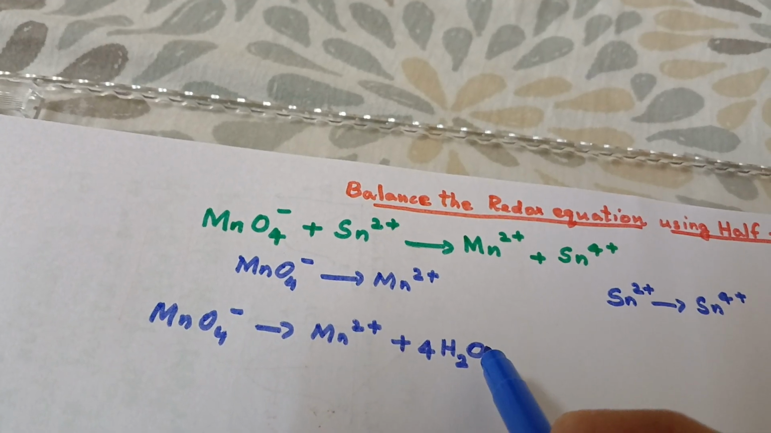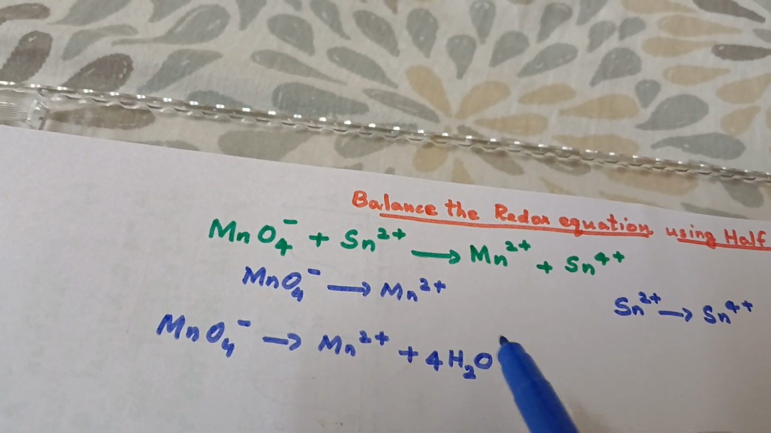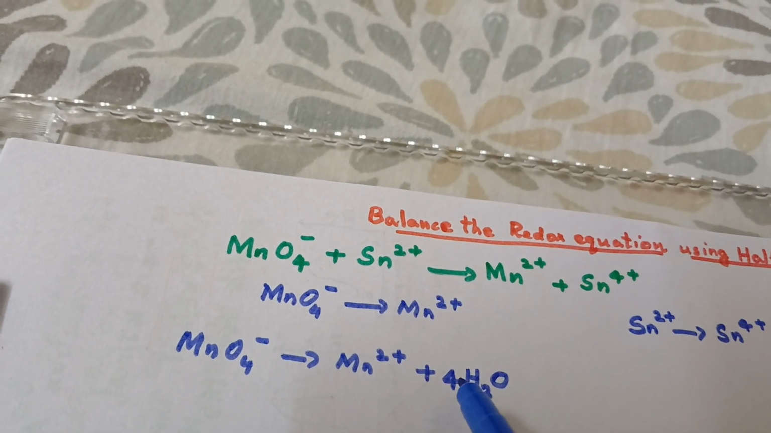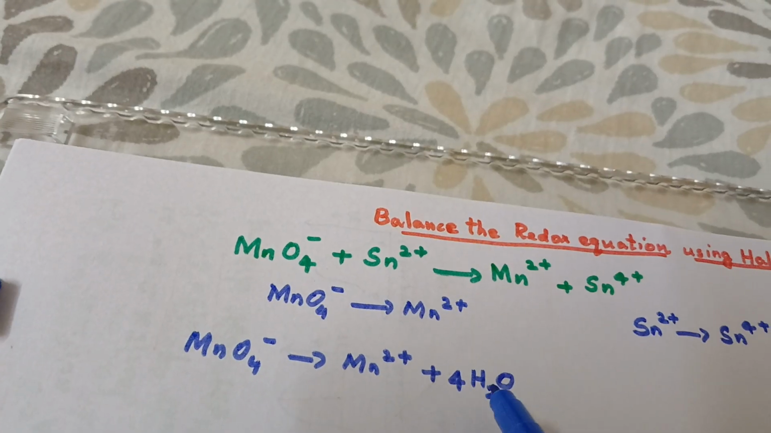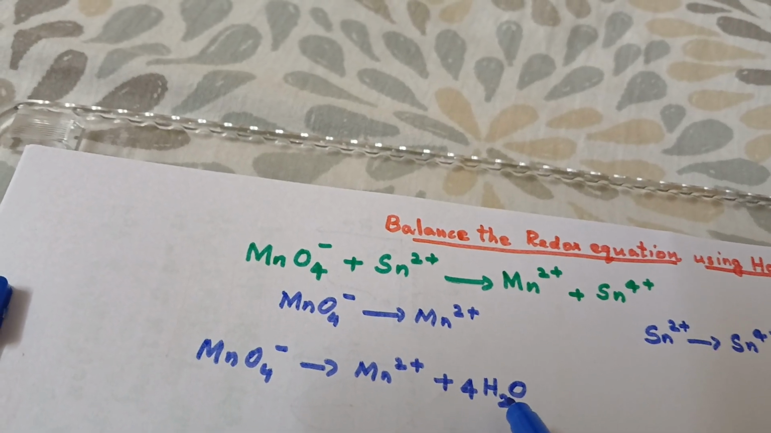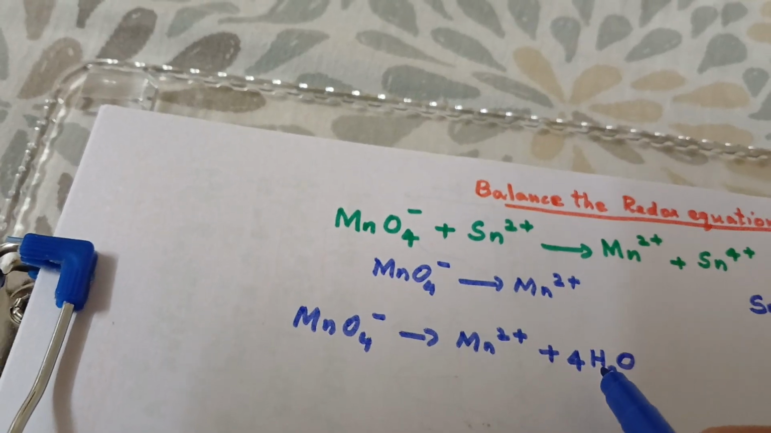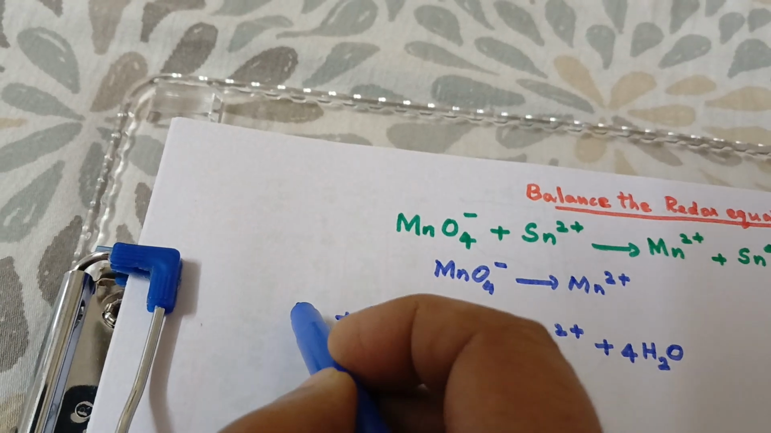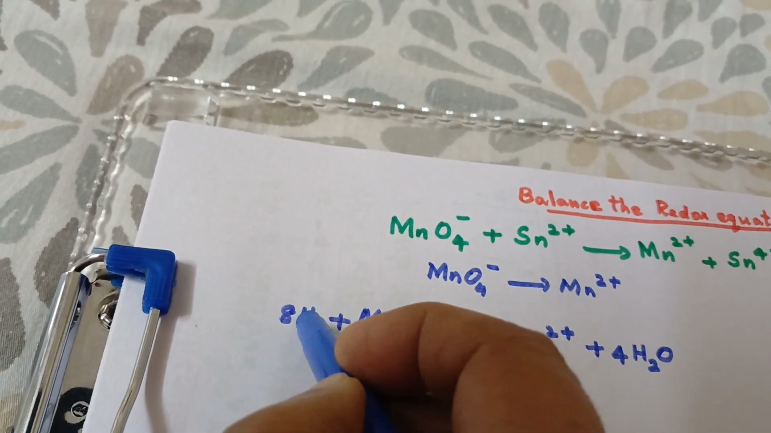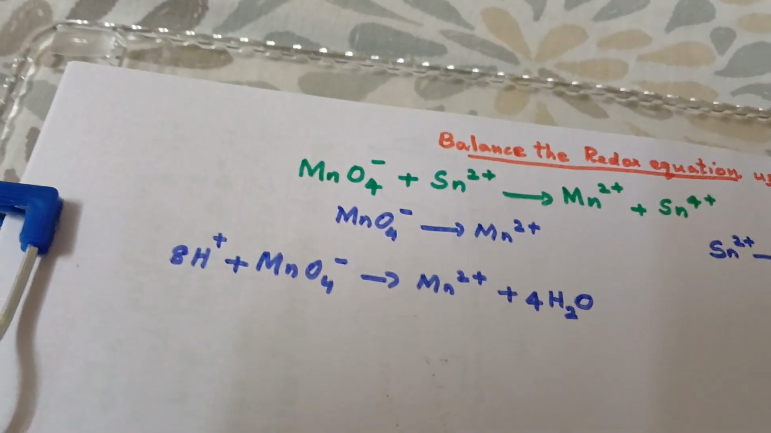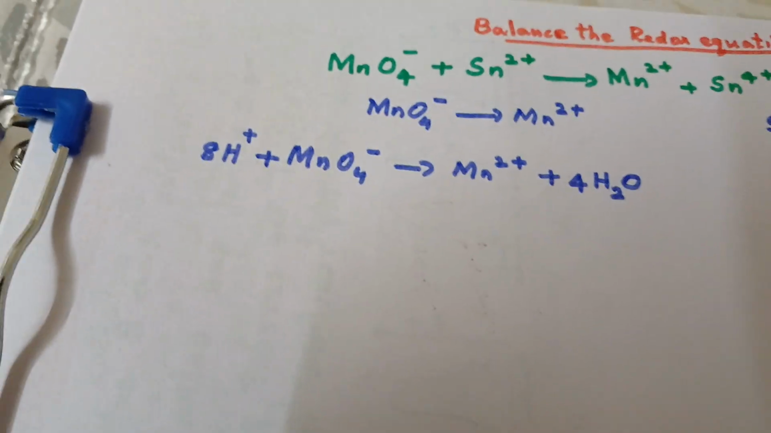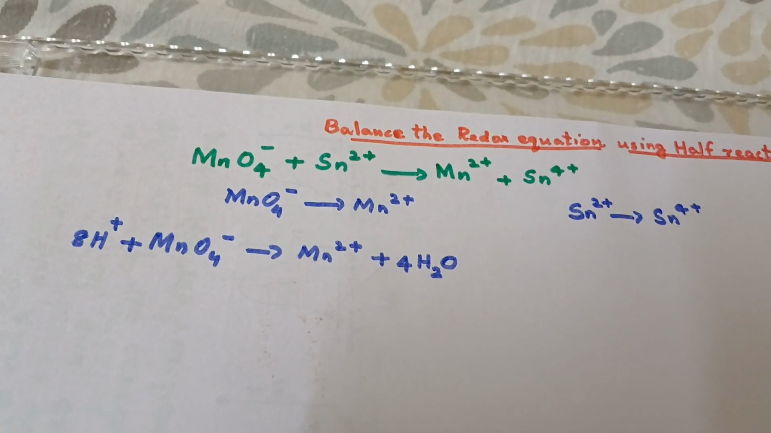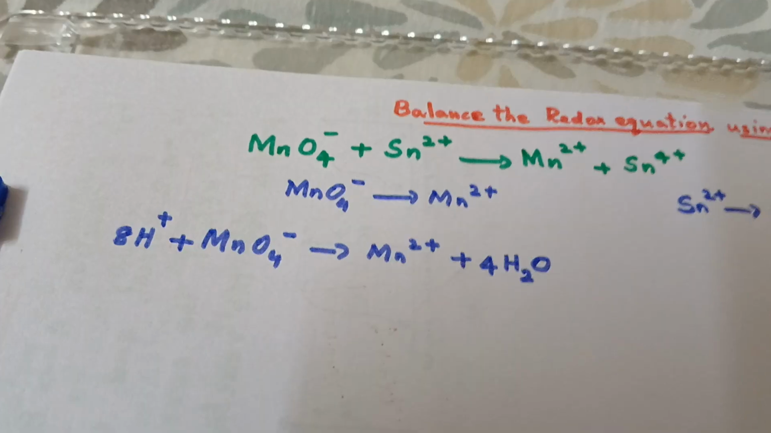So 4 oxygen atoms are now added to the right hand side. Now there are 8 hydrogen atoms, 4 into 2, 8 hydrogens on the right hand side. We have to add 8 hydrogens here. So for that we add 8 H⁺ ions on the left hand side. Now oxygen atoms, hydrogen atoms, then manganese, all atoms are balanced.